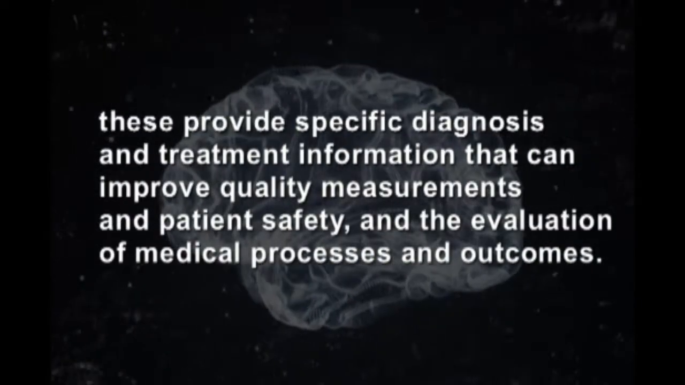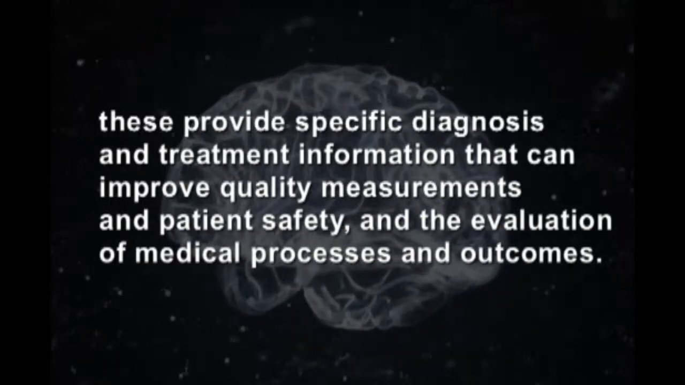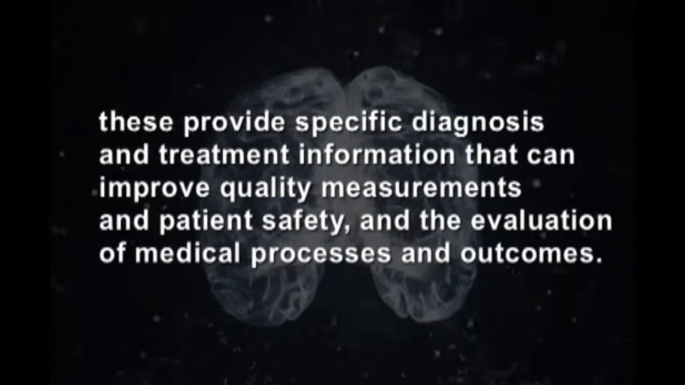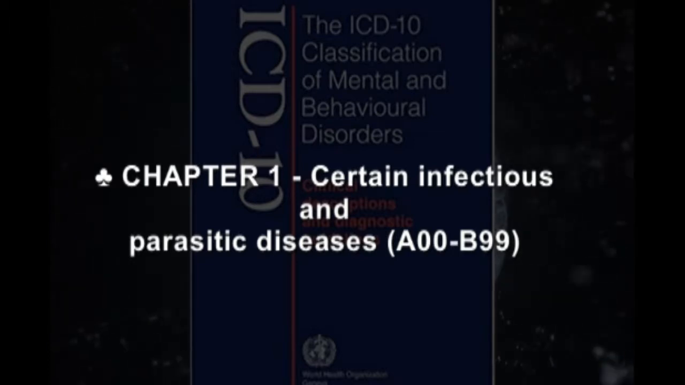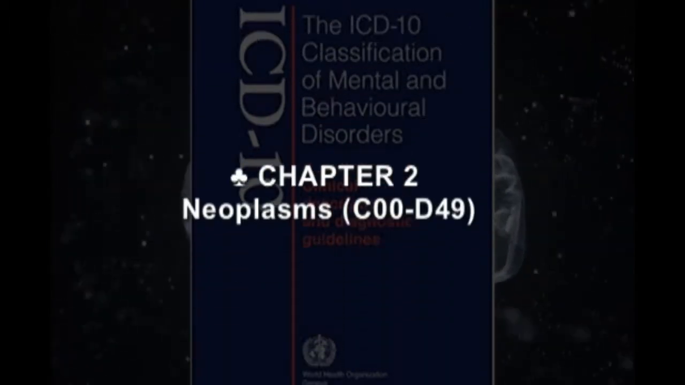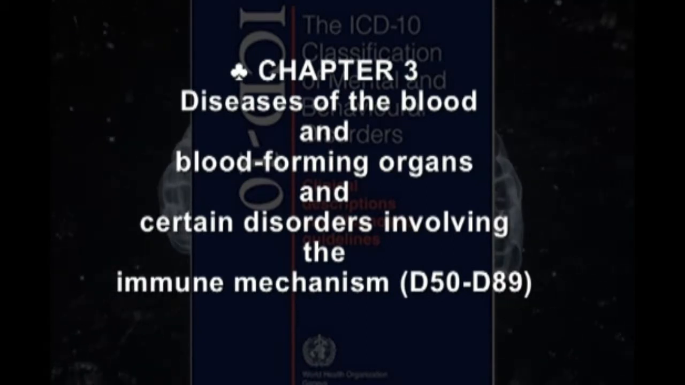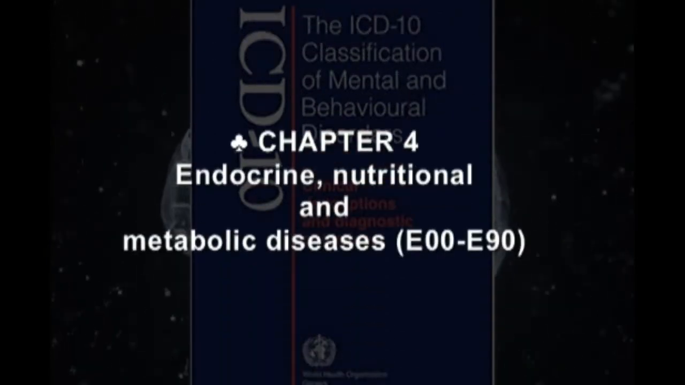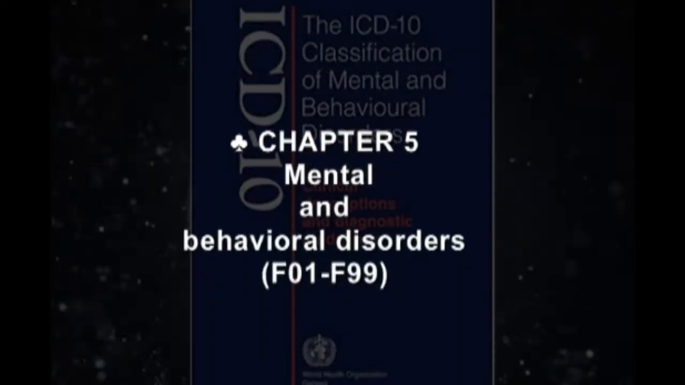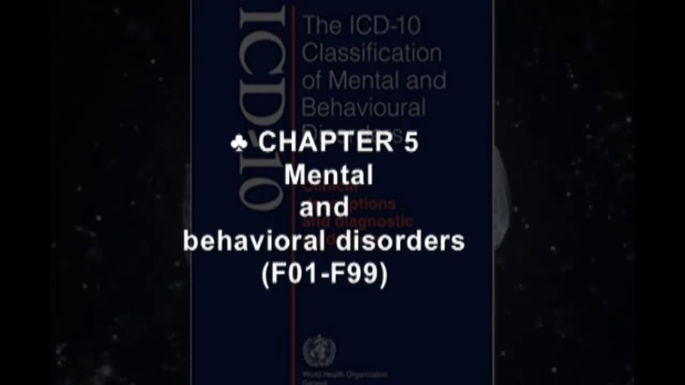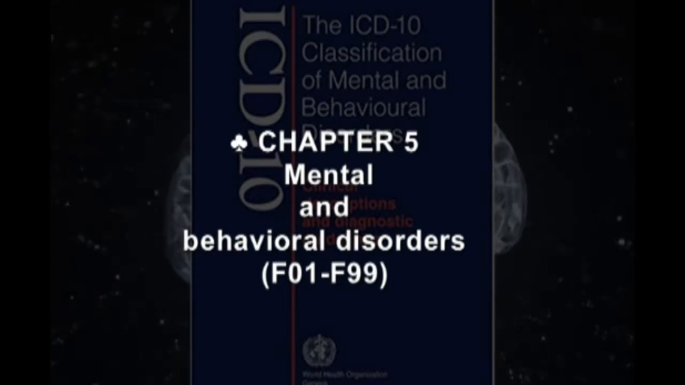These provide specific diagnosis and treatment information that can improve quality measurements and patient safety and the evaluation of medical processes and outcomes. So, it has 21 chapters on the whole and their respective codes are given. The first chapter includes certain infectious and parasitic diseases. Chapter 2, neoplasms. Chapter 3, diseases of the blood and blood forming organs and certain disorders involving immune mechanism. Chapter 4 involves endocrine, nutritional and metabolic diseases, and Chapter 5 is important to us in terms of the mental and behavioral disorders, and the codes are F01 to F99.